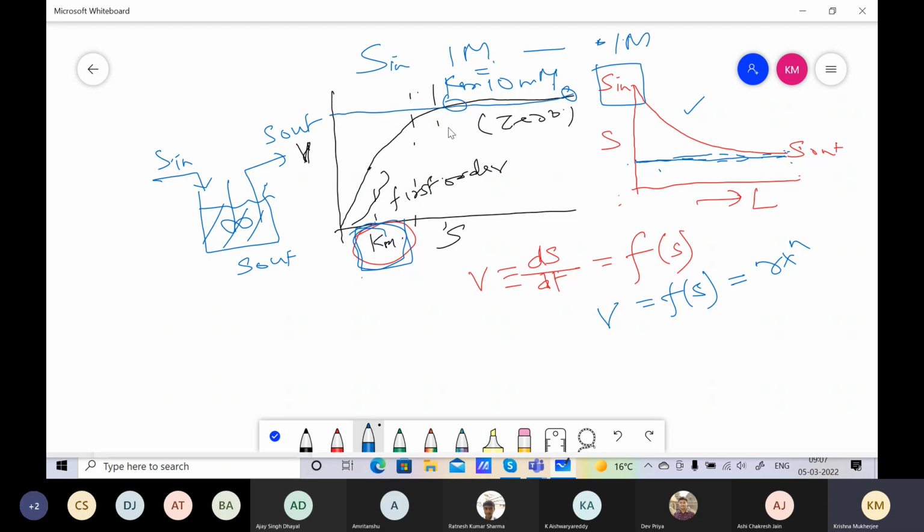From 1 molar to 0.1 molar, this is 0.1 millimolar Km. So your V is equal to Vmax. So which approximations to use when is very important to understand this. As I showed you in competitive inhibition, if you have very high substrate concentrations, you don't bother about competitive inhibition.